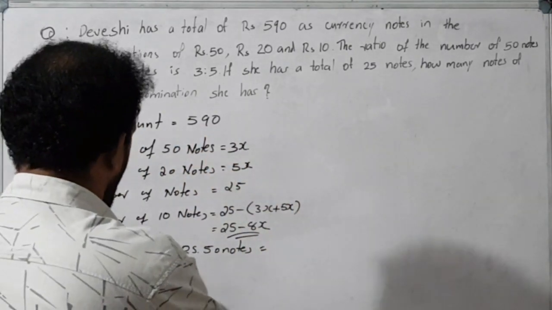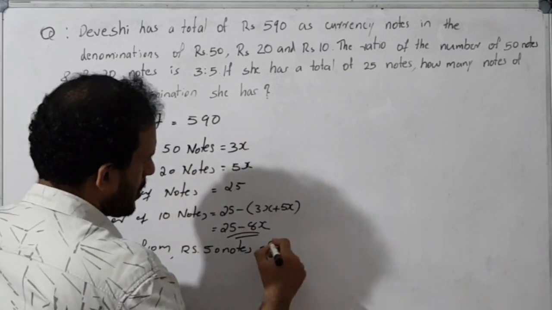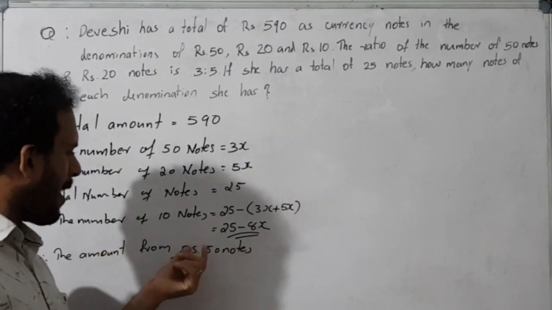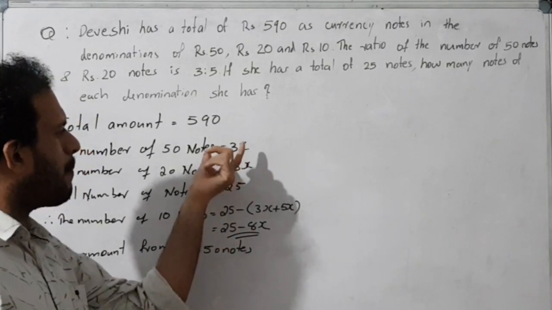So the amount from rupees 50 notes is equal to, we multiply the amount by the number of notes.